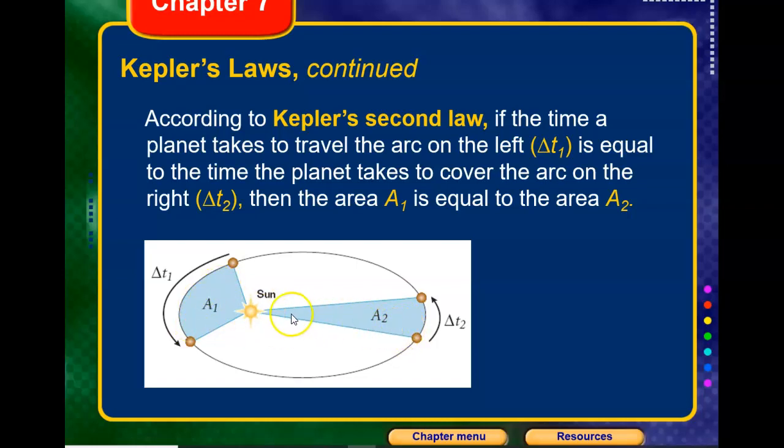But because the areas are the same, they actually go faster when it's closer to the sun because it has to cover a greater area than when it's farther away. It doesn't have to cover as much.